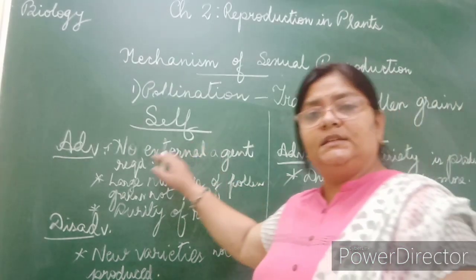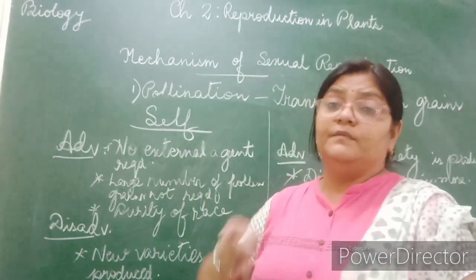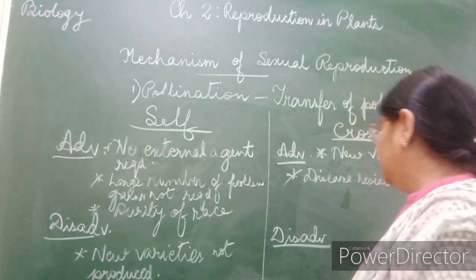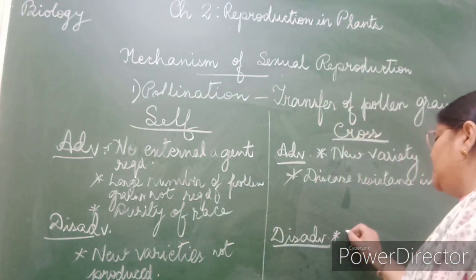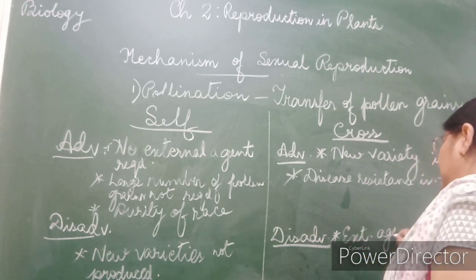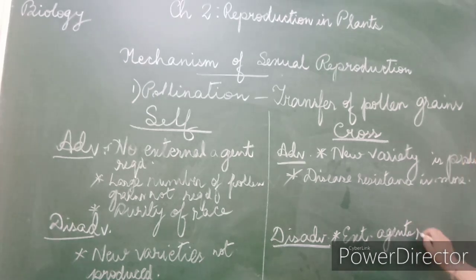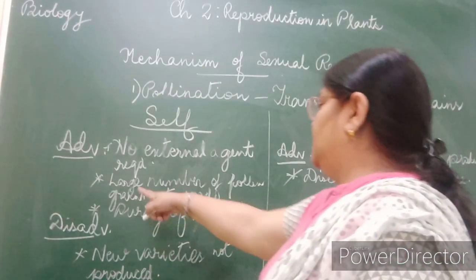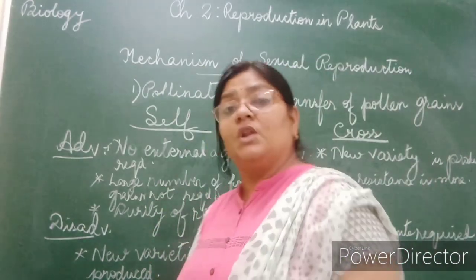Here no external agents are required. Here without external agent, pollination will not occur. So disadvantage, it depends on external agents. External agents required. Right? Next, large number of pollen grains not required.